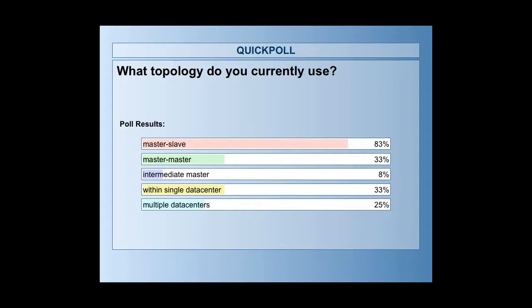Wow, okay, so it seems that the vast majority of you are using a master-slave topology. And then it's kind of a split between all of the others. Any comments on this, Krzysztof?